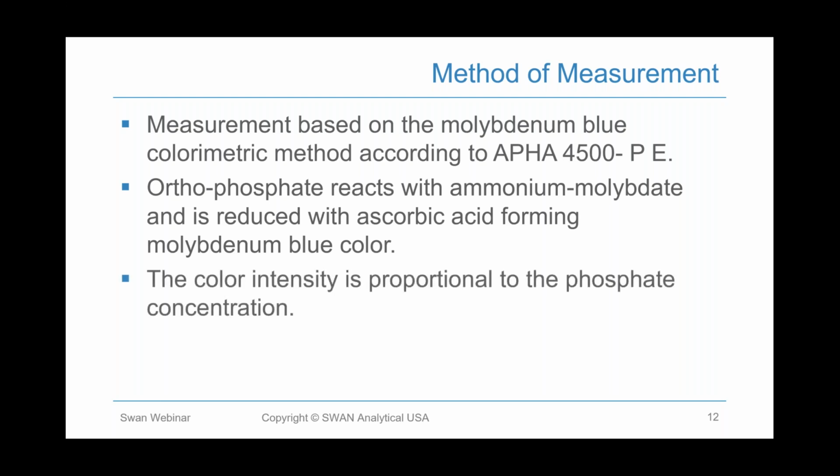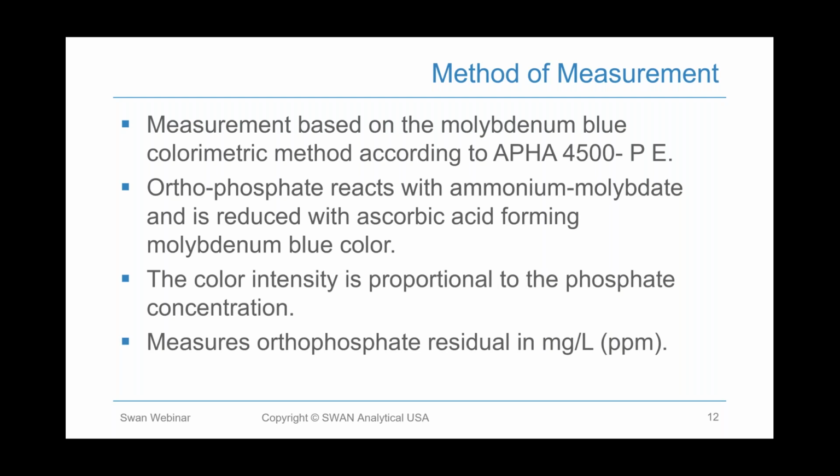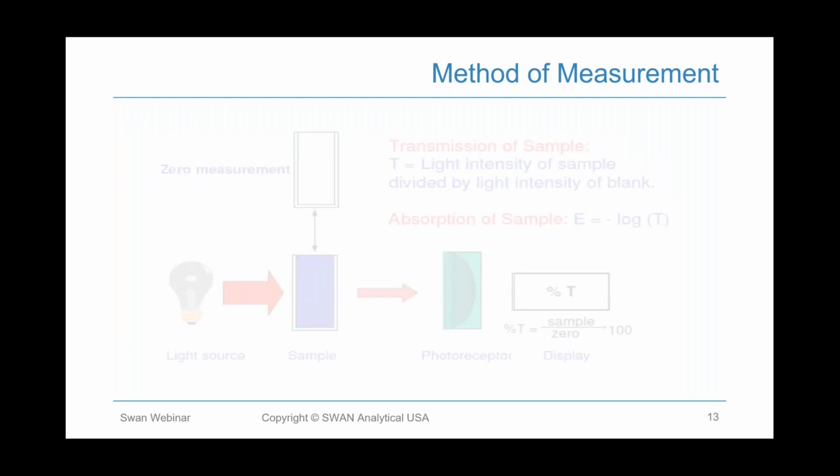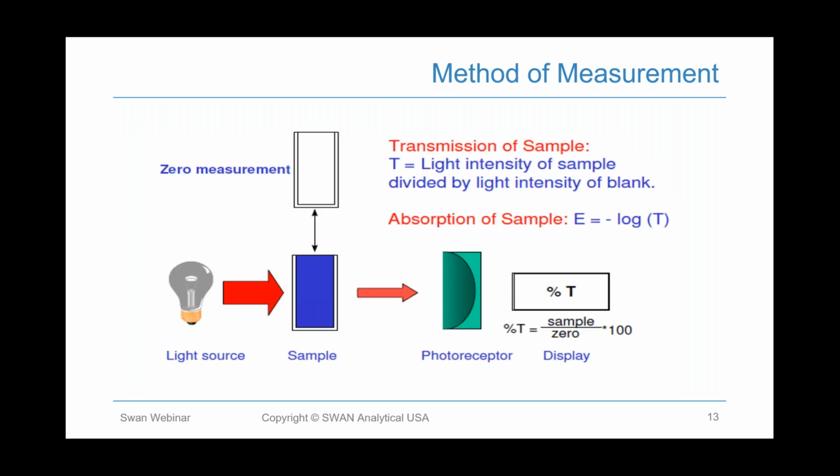And the color intensity is proportional to the phosphate concentration, not unlike the pink color that's formed when we're testing for chlorine. So this is the same, and then we read out in milligrams per liter or ppm. So the same type of measurement that we're using for a lot of other stuff. The reason we're pointing this out is this is not a new method for measurement. We're just applying this to phosphate, and how we could use this very tried and true method for making sure that the phosphate that we're putting in the system is getting where we want it to go.